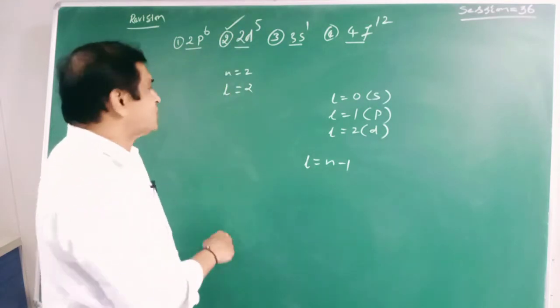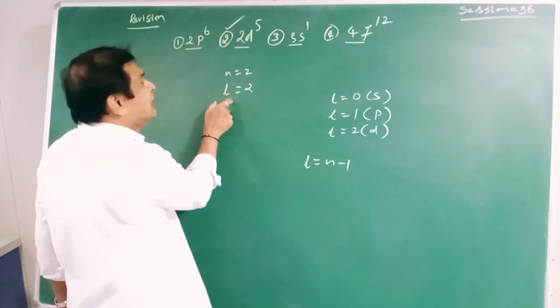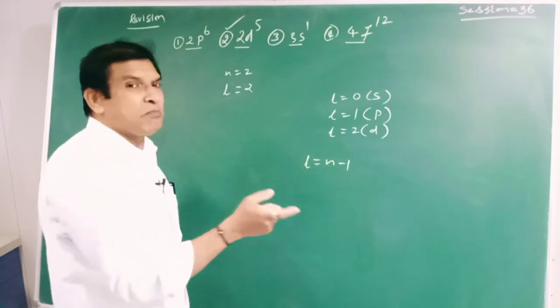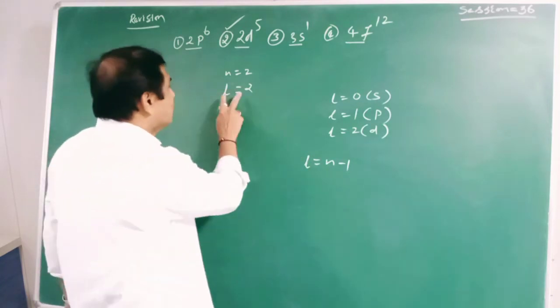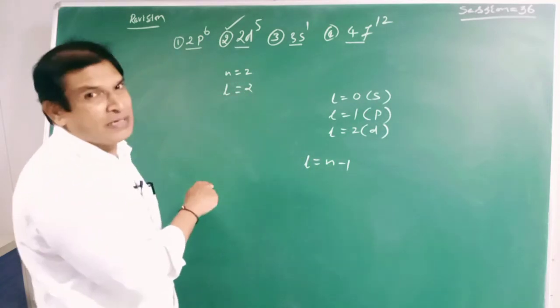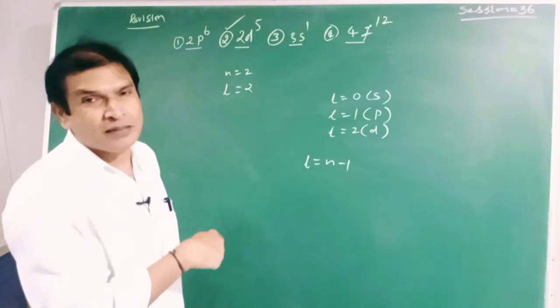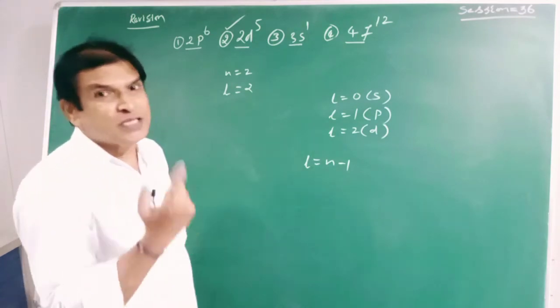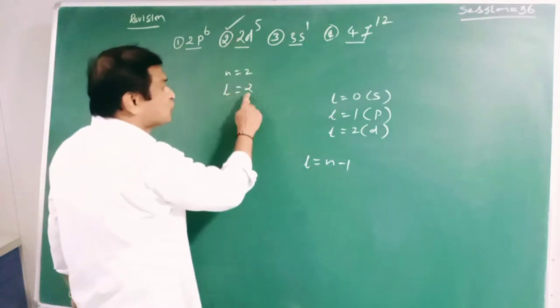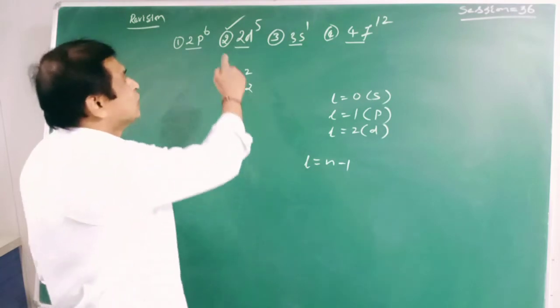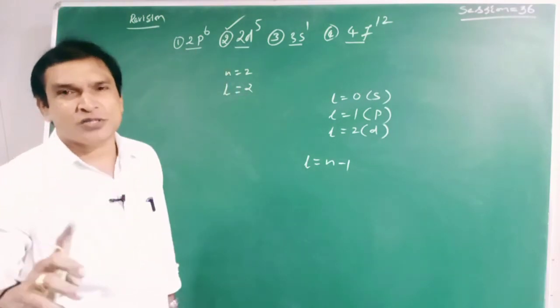Why does it not exist? Because the l value is always n minus 1 at most, so the l value must be smaller than n. That means 0 and 1 are possible in the second shell but not 2. That is why the 2d configuration does not exist at all.